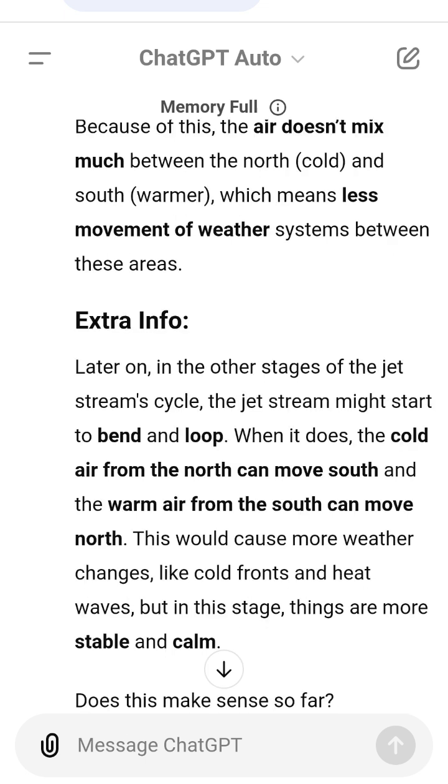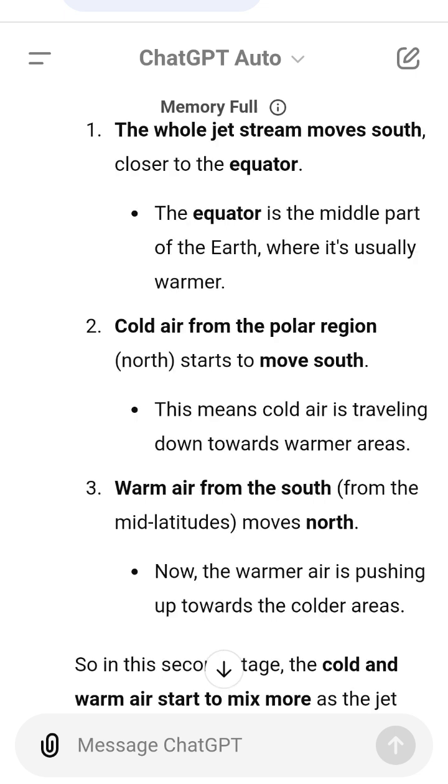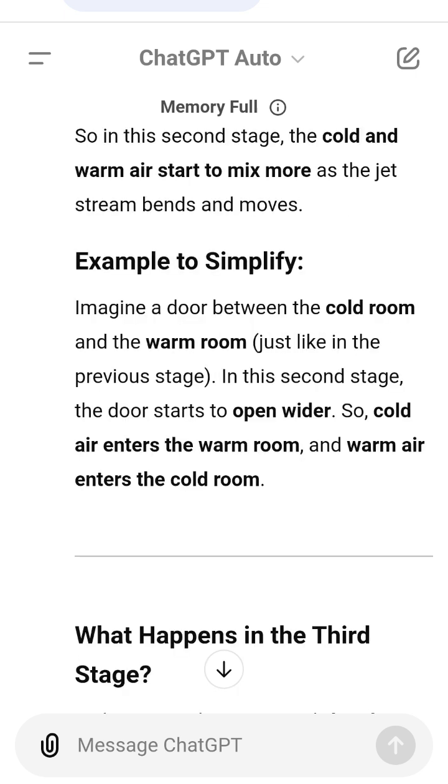Example to simplify. Imagine the cold and warm rooms again. Now imagine that instead of one big door, there are small doors all over. The cold air from the polar region moves into the warm room and gets stuck there. Meanwhile, warm air moves up and gets trapped in the cold room.